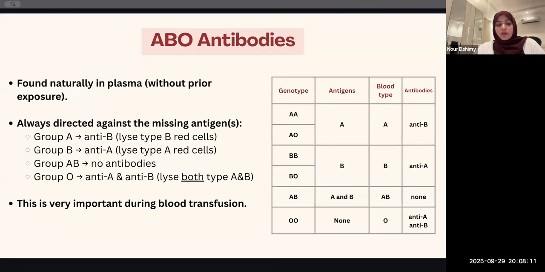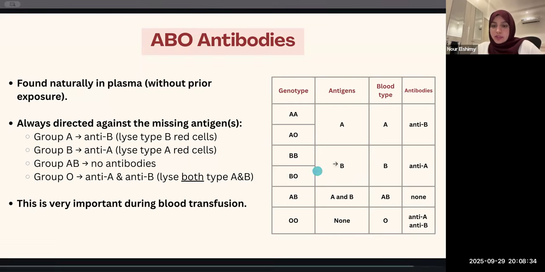Why is this clinically important? It's very important in case of blood transfusion, in case you're giving blood or you're receiving blood. Because you cannot give someone a blood type that's different than theirs, because they're going to have a negative reaction going on. So you're going to need to be careful with this. And this basically summarizes everything that I said.